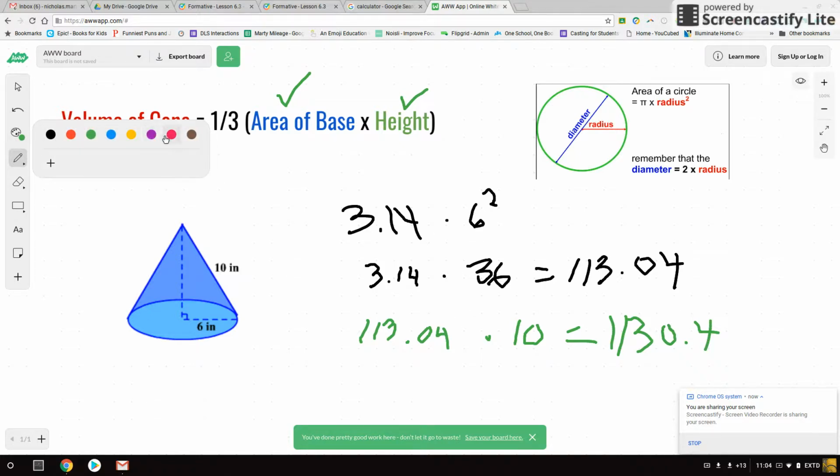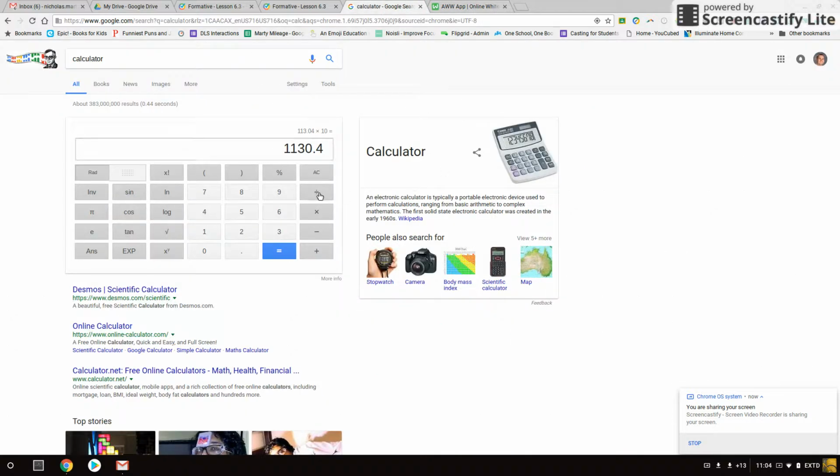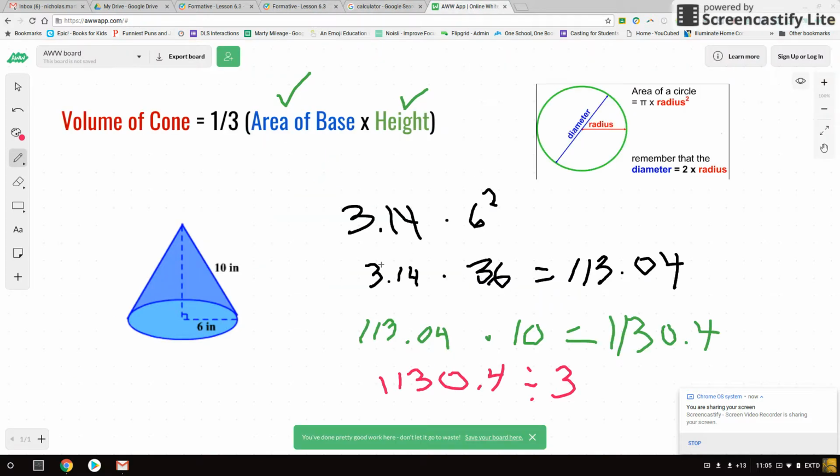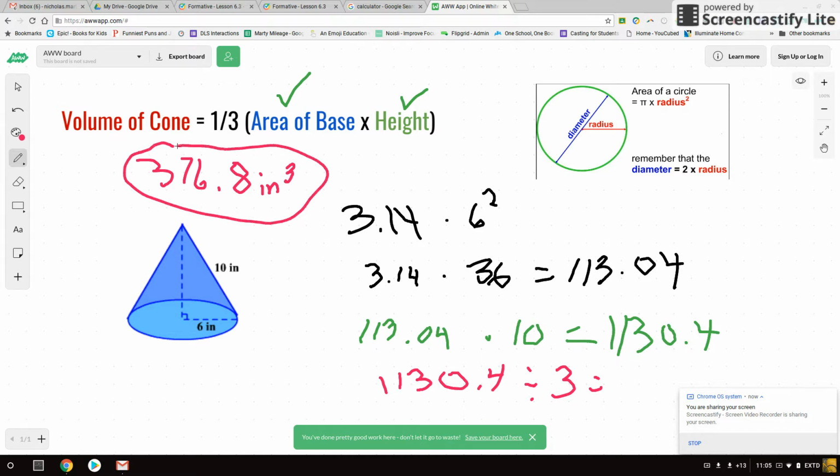So now we have everything in that equation. So our last step is to take that number, 1,130.4, and we got to find what 1/3 of it is. So we're going to divide by 3. Divide by 3 gets us 376.8. So our final answer is 376.8. We are working in volume and working in inches, so it will be inches cubed. There is our final volume of that cone.